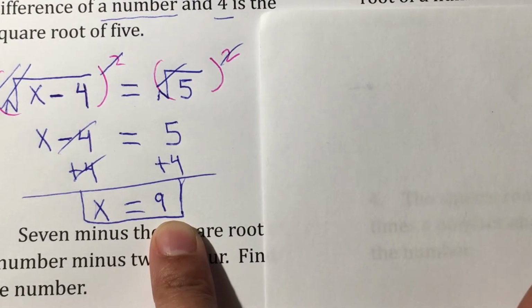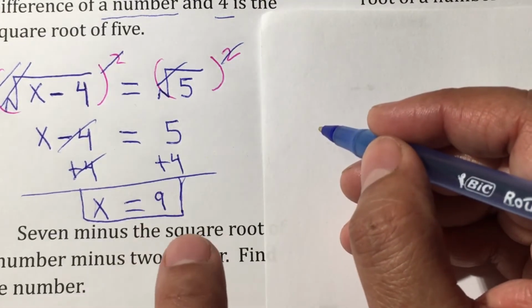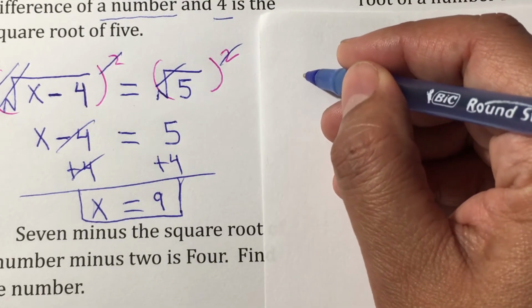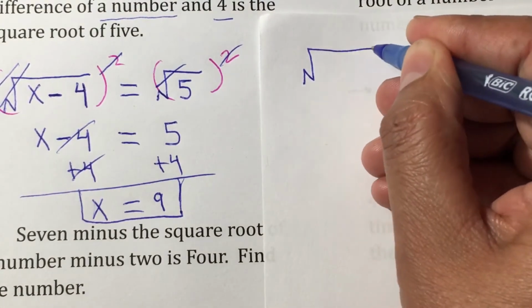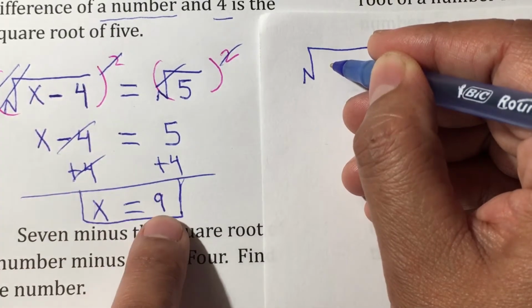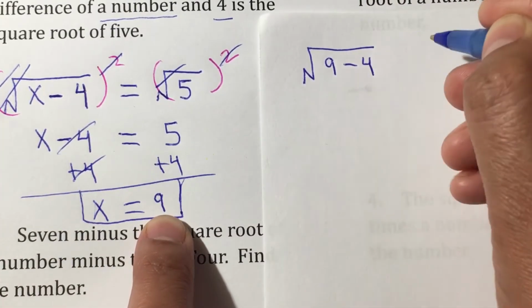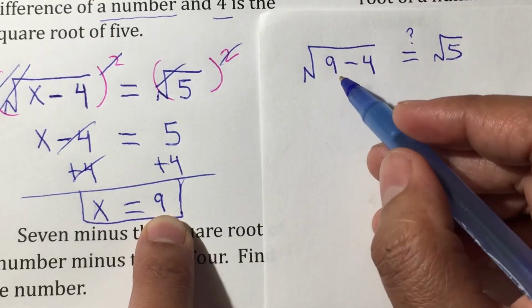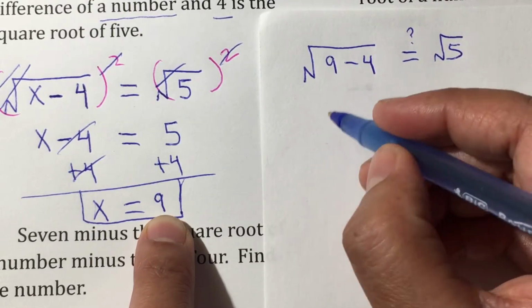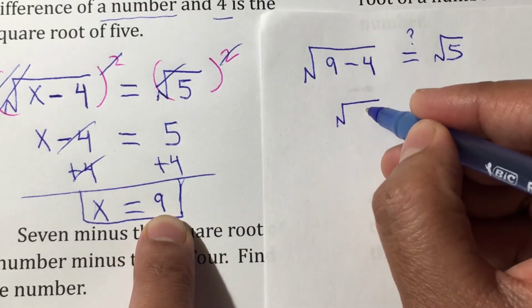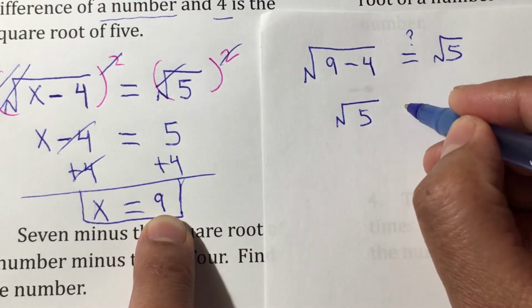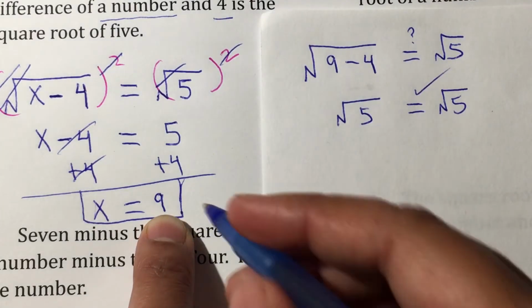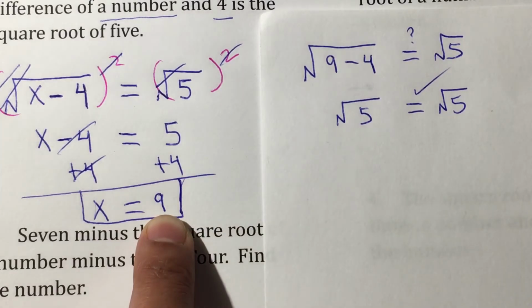Okay, so let's check to make sure that it's not an extraneous solution. So to make sure that this is not an extraneous answer, we're going to start with the initial equation, but instead of x, we're going to substitute with 9 minus 4. And then we say, is it equal to the square root of 5? Then we subtract 9 minus 4, keep the square root, and is the square root of 5 equal to the square root of 5? So we say check. So that's not an extraneous answer, it's correct.